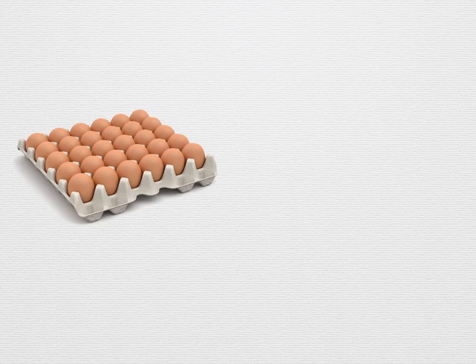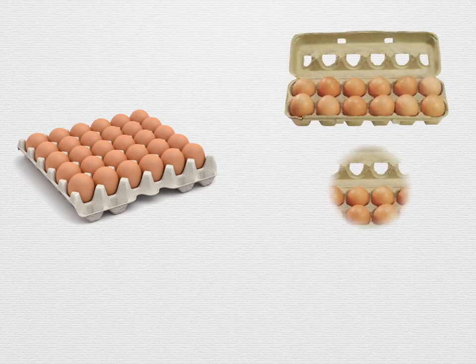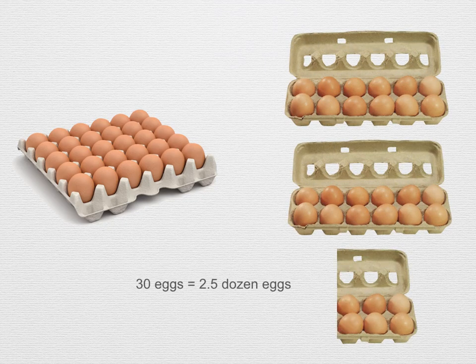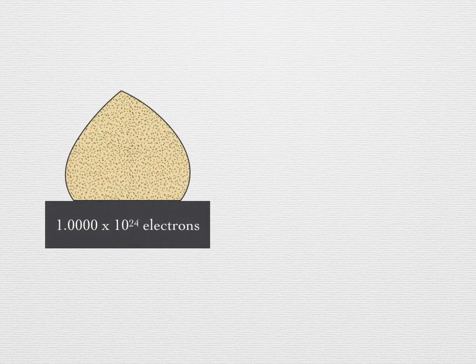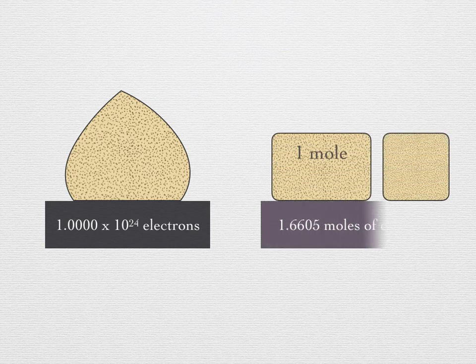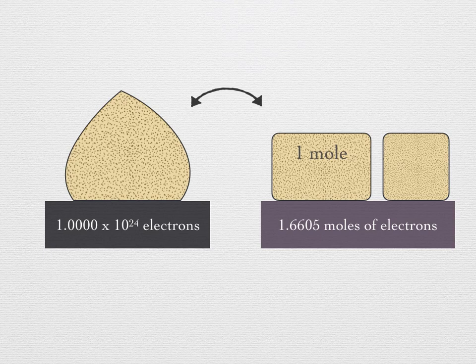We can quantify the number of eggs we purchase at the store by saying, I bought 30 eggs, or by saying, I bought 2.5 dozen eggs. We can do the same with electrons. We can say 1 times 10 to the 24 electrons pass through this circuit, or we can say 1.66 moles of electrons pass through this circuit. We choose the most convenient unit. Moles often helps us to get rid of large exponents when dealing with the large numbers involved in chemical processes.